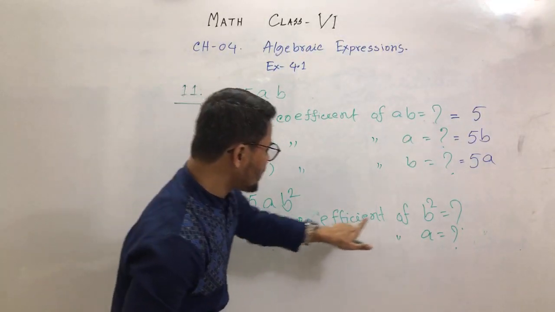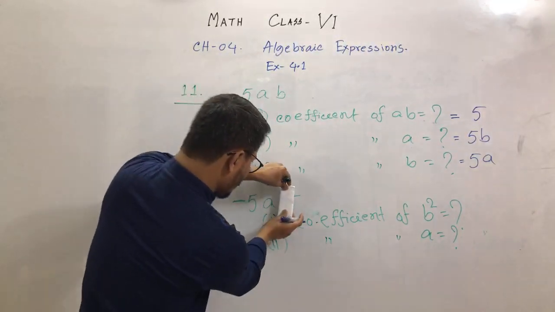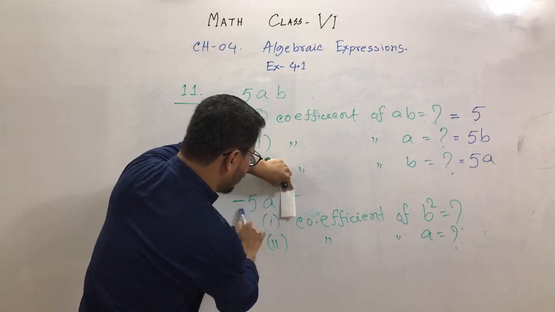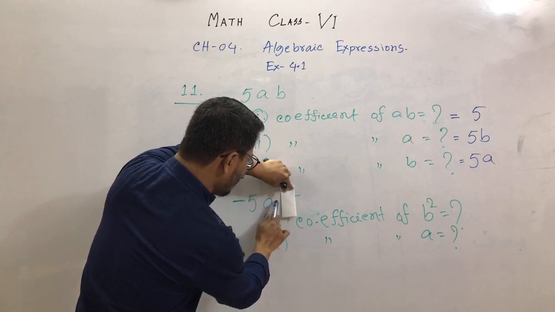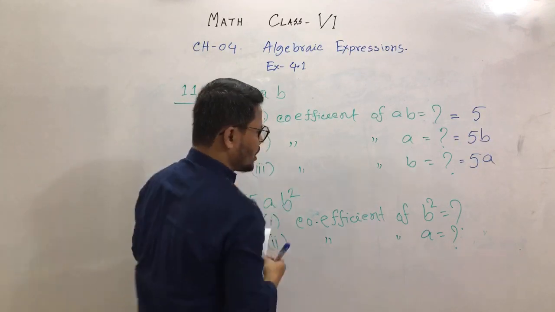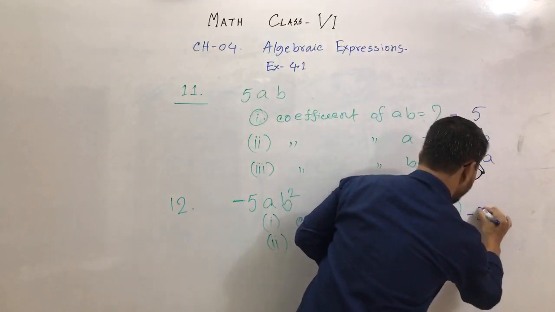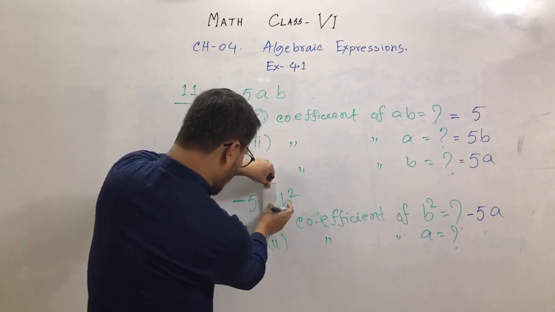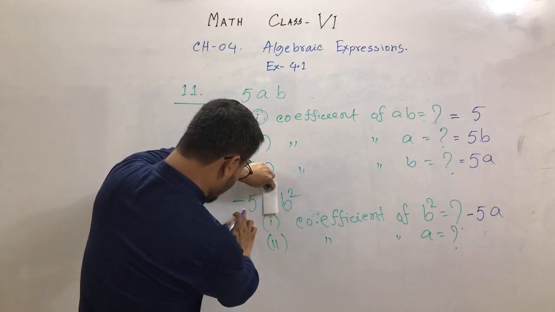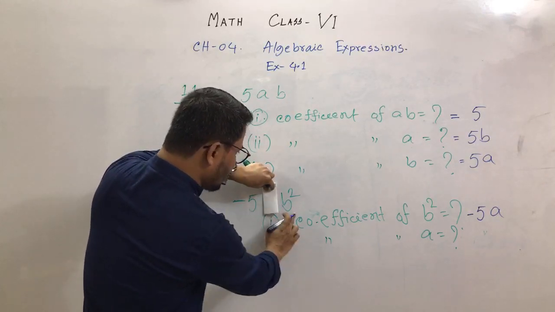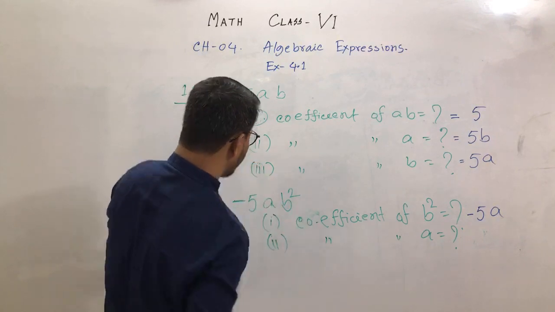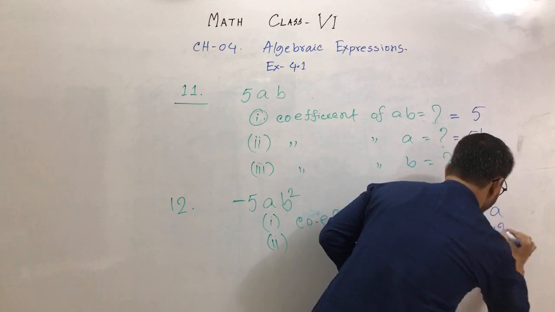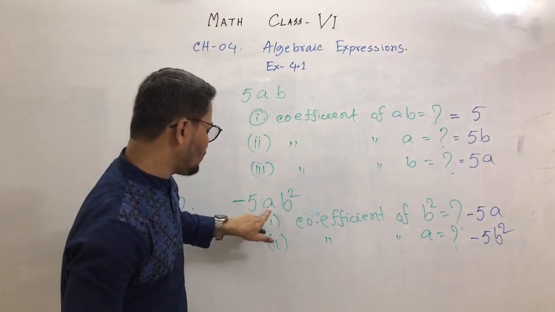Here, the coefficient of B square, just hide B square, which one is remaining? Minus 5A, because the minus 5A is the times with B square. So the coefficient of B square is minus 5A. What is the coefficient of A? If we hide A here, which one is remaining? The left side minus 5, the right side B square. So total minus 5B square is the coefficient of A.